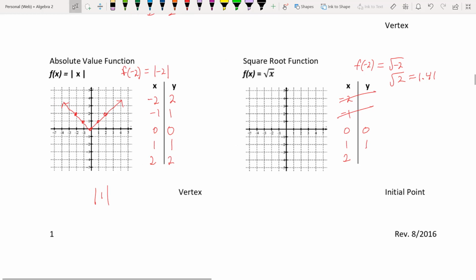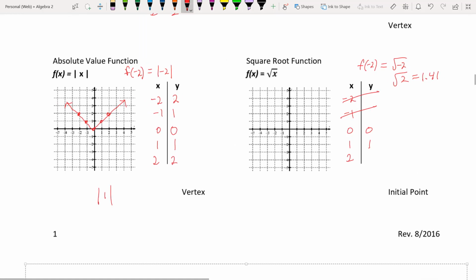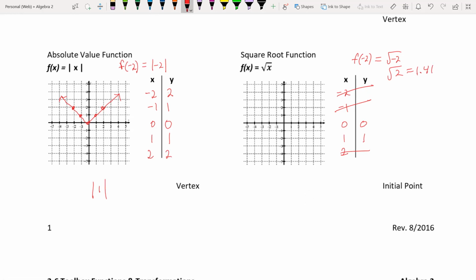But that's too hard because I don't want to take out a calculator. So what I'm going to do instead is pick a nicer number, like 3, right? Square root of, oh, wait a minute. Square root of 3 is not nice, so we don't want that. What about the square root of 4? That's right, that's 2.